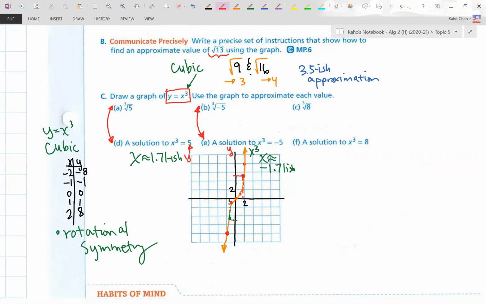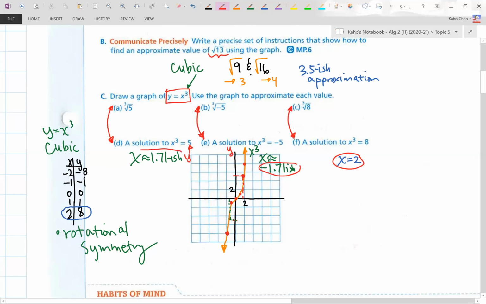A solution to x to the third equals 8. That one we actually have in our t-chart. Yay. There it is. The answer is 2. Okay, let's see. That's pretty easy. It's the same as letter C. So it's kind of a weird way of asking these questions. Yay. x equals 2. So we're inspecting a graph to answer these questions.